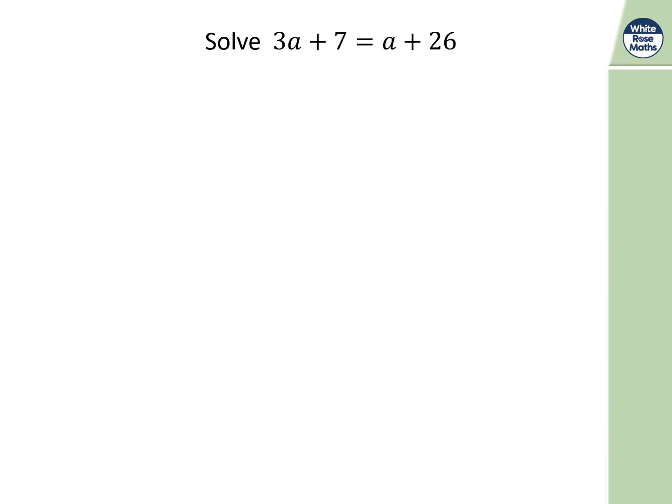So this last one, guys, solve this equation. I'm going to subtract A on both sides, because I've got a's on both sides. I want to get all the a's on one side. So I get 2a plus 7 is equal to 26.